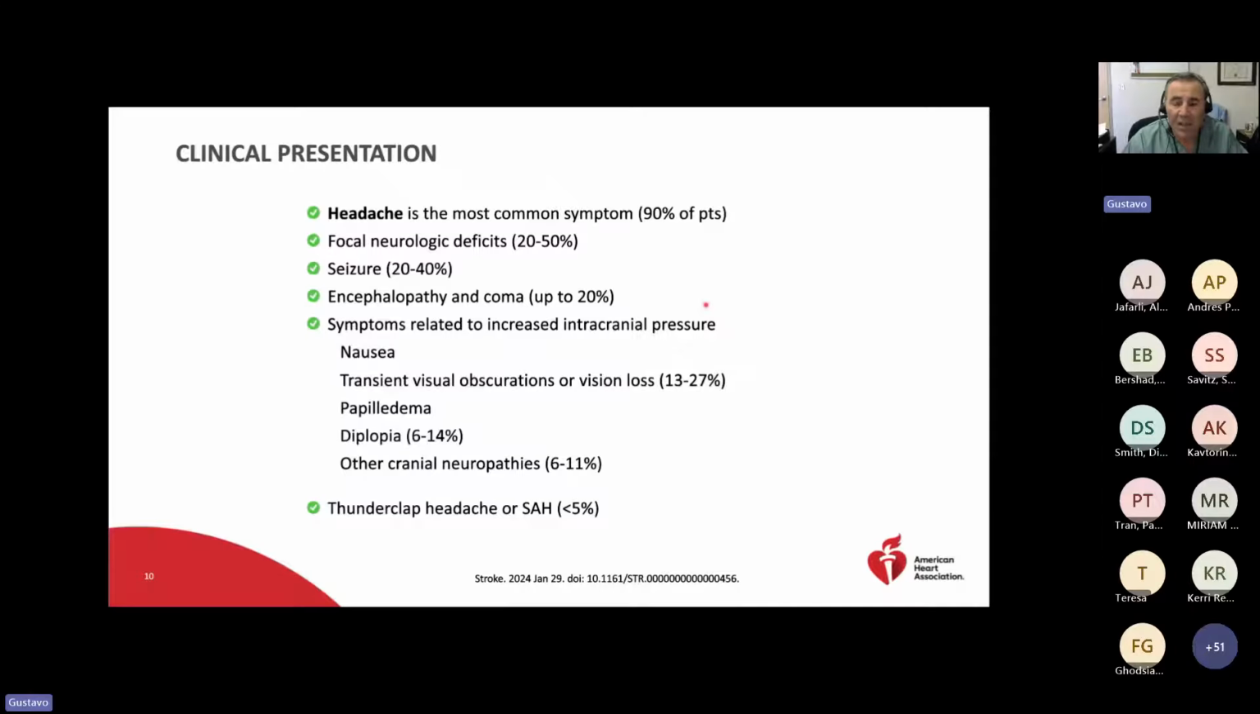Less than 5% of people in the largest registry presented with subarachnoid hemorrhage or thunderclap headache. So it's not a very common cause of thunderclap headache or subarachnoid hemorrhage, okay? But it's a consideration when you don't have a clear diagnosis.